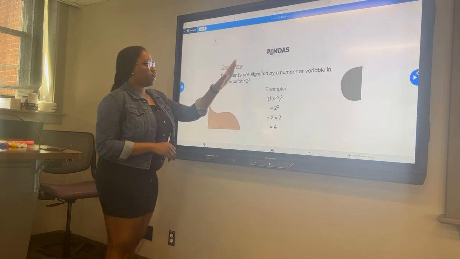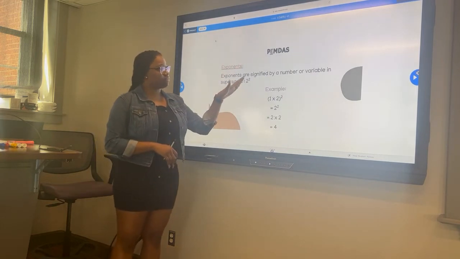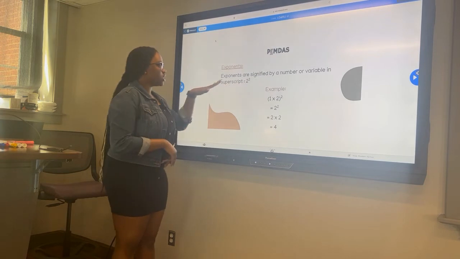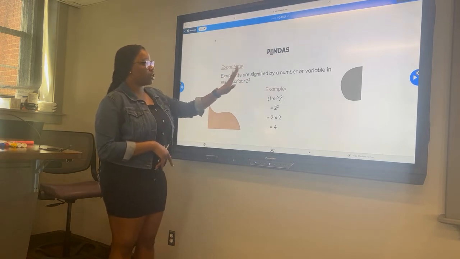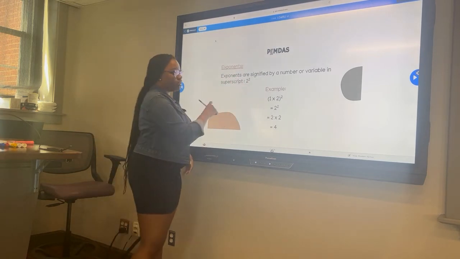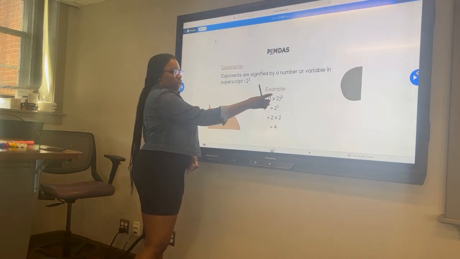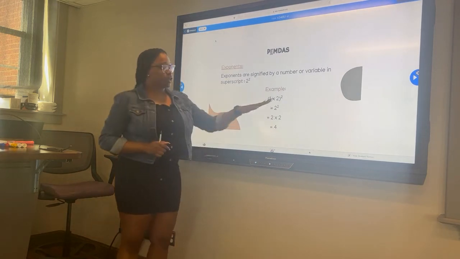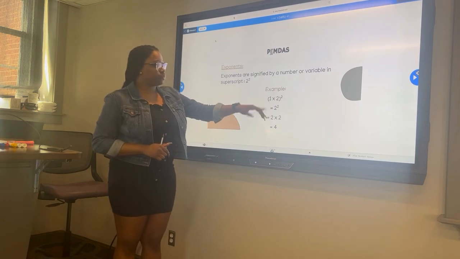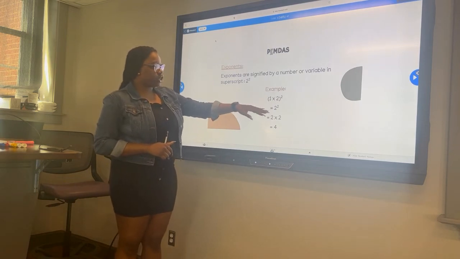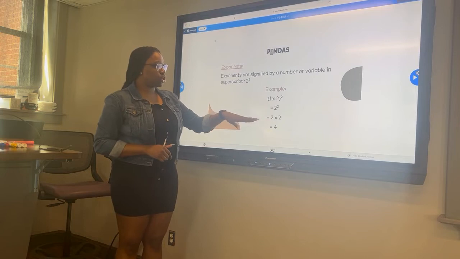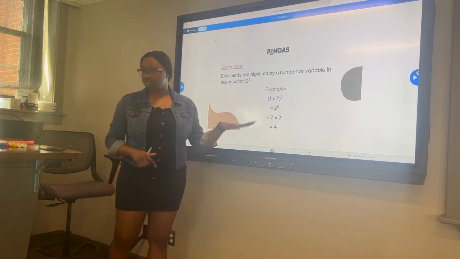The E in PEMDAS. Exponents are signified by a number or variable in superscript, like 2 to the power of 2. For example, like our previous example, 1 times 2 in our parentheses with an exponent of 2. So broken down, 2 to the power of 2, which equals 2 times 2, which equals 4.